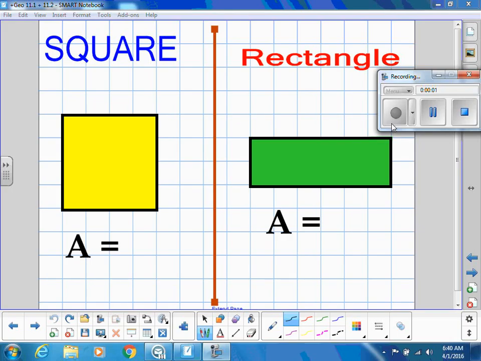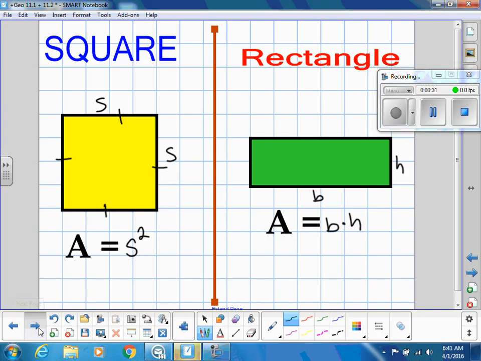Hey guys, we're starting the next unit on area, and I wanted to start off by reminding you of a few formulas. So we know that the area of a square is side squared, so we'll use S for the side, and the area of a rectangle is base times height. So we would call this the base and this the height. So we just do base times height. So hopefully that looks familiar to you.